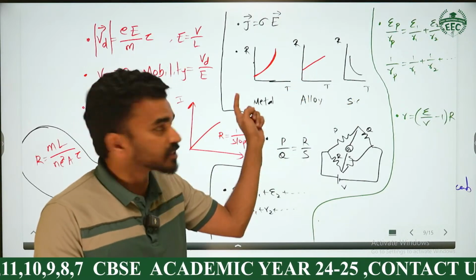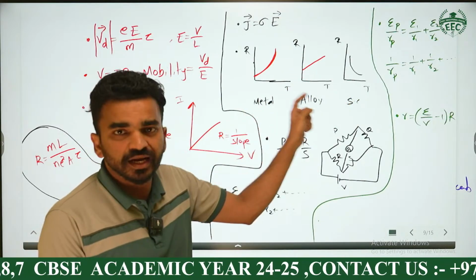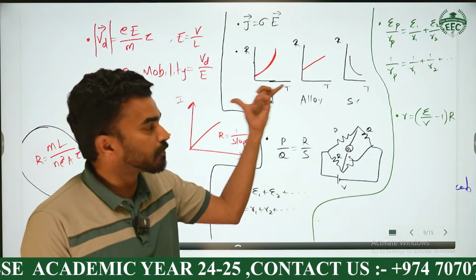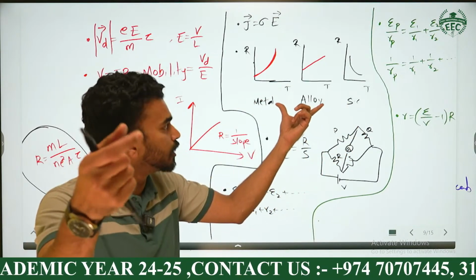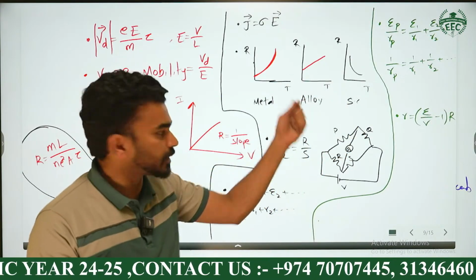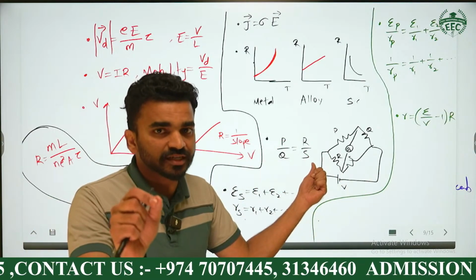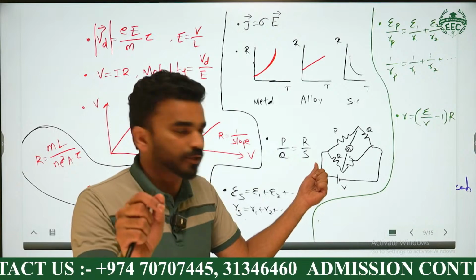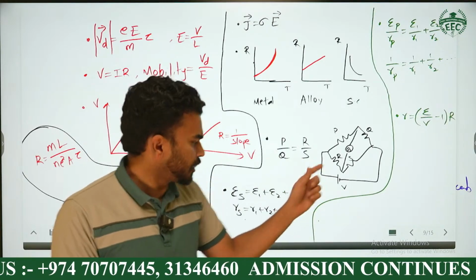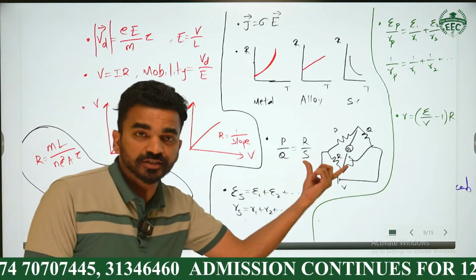Then these are the resistance versus temperature graphs of a metal, alloy, semiconductor. All right. So remember this graph. It will easily give you the score. Okay. Remember this graph. The 3 shapes. And Wheatstone bridge. What's the Wheatstone bridge? P by Q is equal to R by S. This is the balancing condition of Wheatstone bridge. You are required to derive this. Learn this derivation.